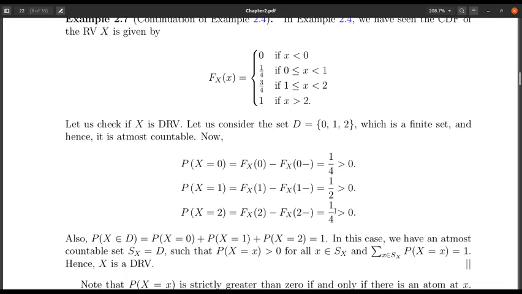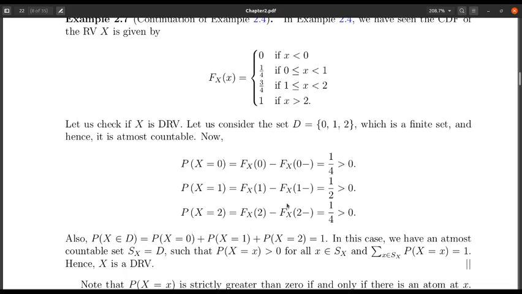So that is the amount of the jump, the length of the jump. Once I have that, I can find out the probability that x belongs to D, which is nothing but the sum of these probabilities, and in this case it turns out to be 1. So we have a finite set, which is at most countable, and for each point in this set we have the probability that X equals small x is strictly greater than 0, and also the probability that X belongs to D is equal to 1.